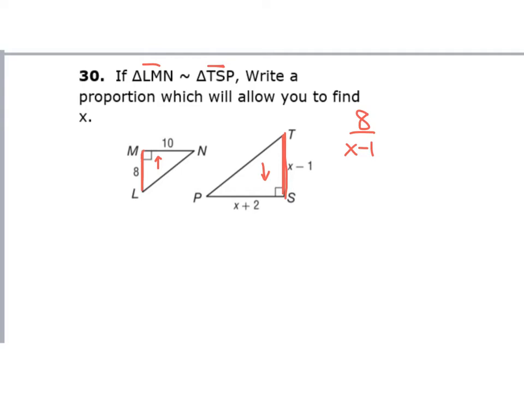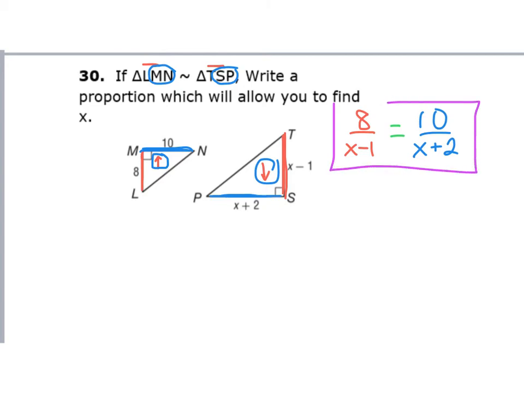Okay? Then I'm going to look at the other piece that I know, and I know that PS is x plus 2. PS matches with NM. And then look where my up arrow is. My up arrow is on the side with the 10, so that's going to go in my numerator. And then my x plus 2 is going to go in my denominator. And these two ratios are proportional, so we put an equals in between them. Here is my proportion that I wrote to allow me to find x.